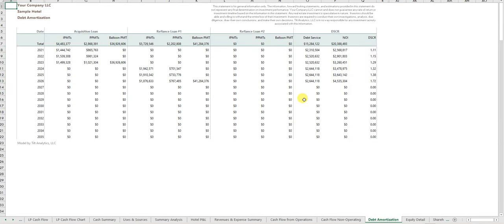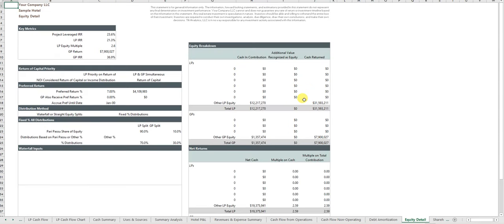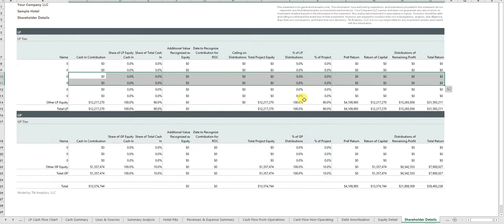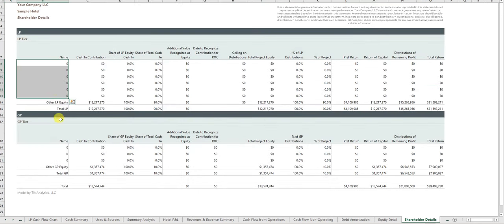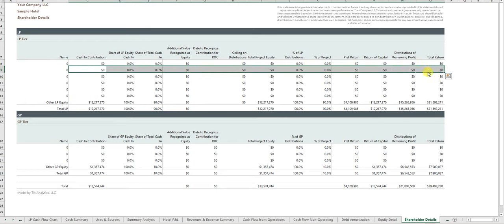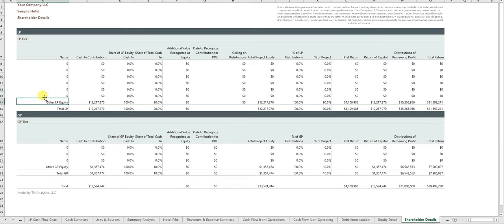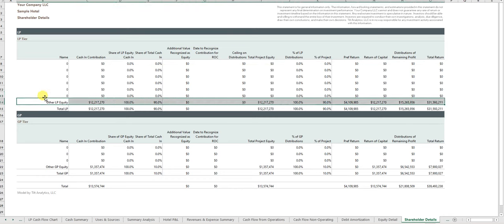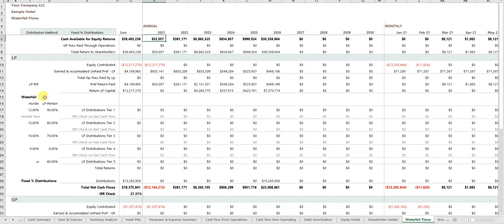Debt amortization, you can have an acquisition loan and 2 refinance loans. There's details on the equity agreement. More details on the equity agreement. You can have individual LPs, individual GPs, and you can see the returns to each. Here, I don't have any specific names plugged in, so everything is under other, and that's where we see the totals. We can also see a sheet breaking down the calculations for the waterfall.